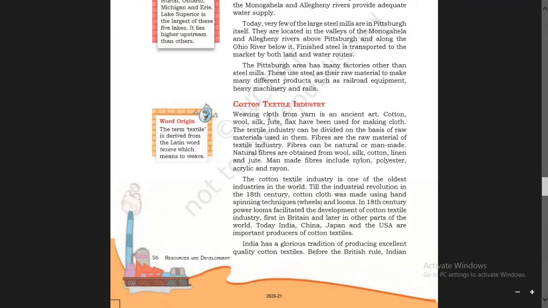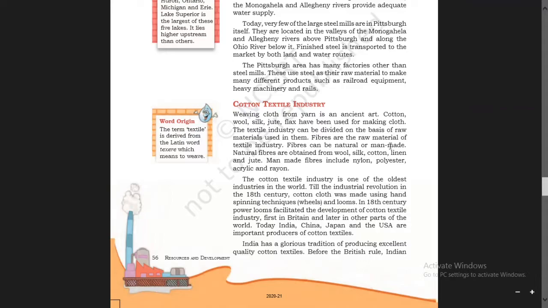Cotton textile industry. Weaving cloth from yarn is an ancient art. Cotton, wool, silk, jute, flax have been used for making cloth. So these are the materials which are used for making cloth. The textile industry can be divided on the basis of raw materials used in them. Fibers are the raw materials of textile industry. Fibers are used for making clothes. So fibers become the raw material of textile industry.